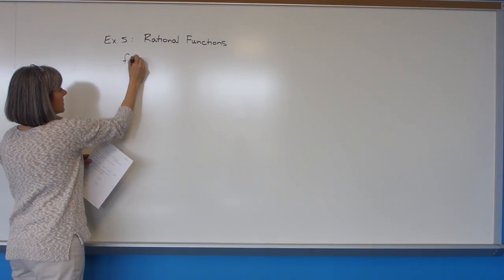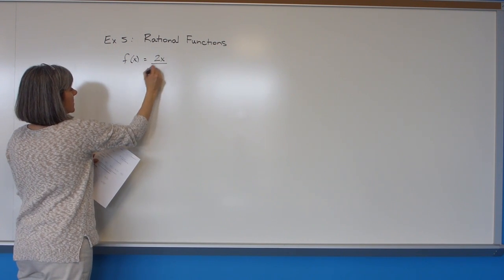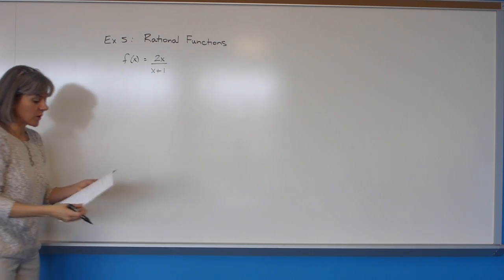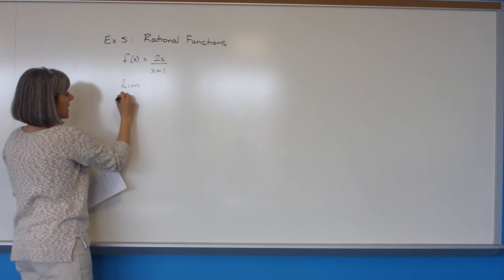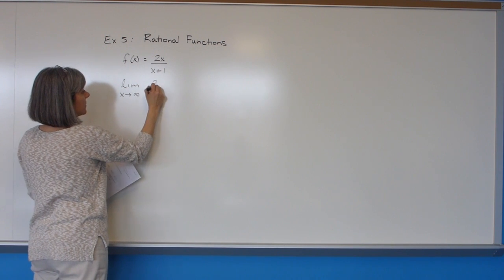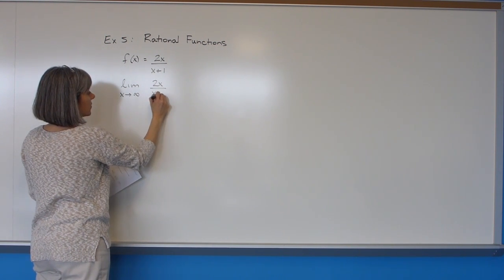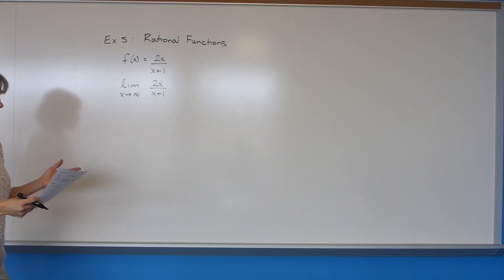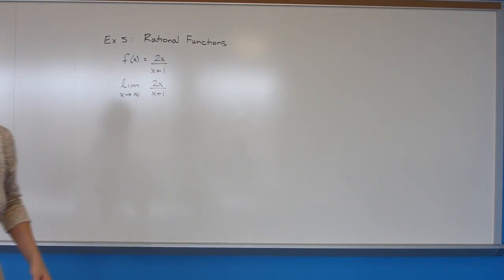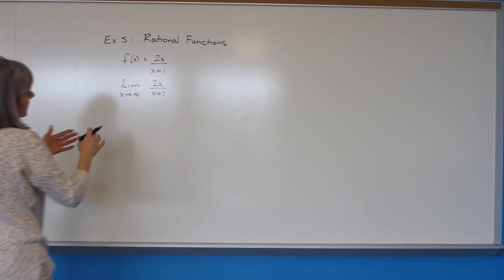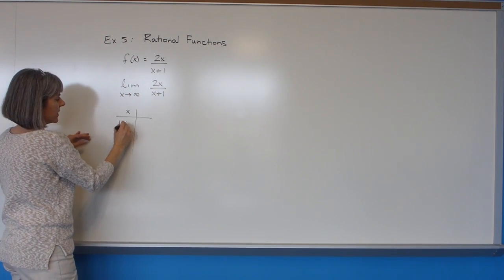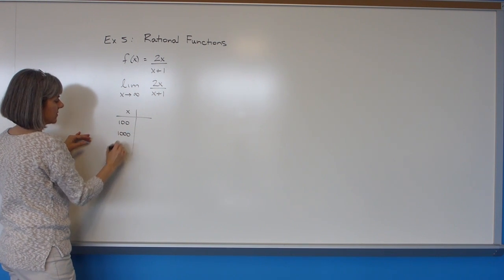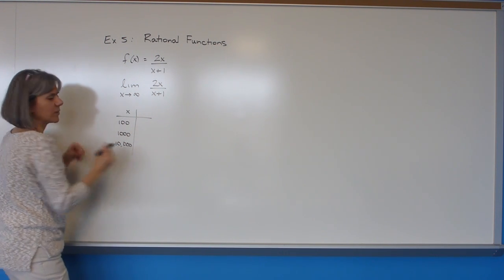Okay, so let's look at our first one. f of x equals 2x over x plus 1. So what we want to know is, what is the limit as x goes to infinity of 2x over x plus 1? There are a couple of things we could do. We could graph it. We could just do a little table of values, starting with maybe 100, 1,000, 10,000, and see if we can figure out what this is doing.